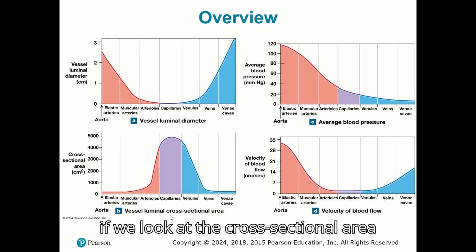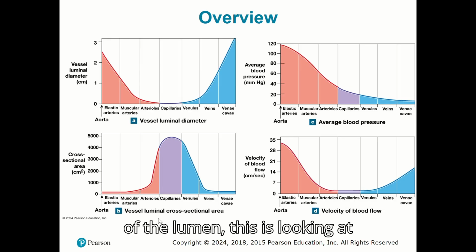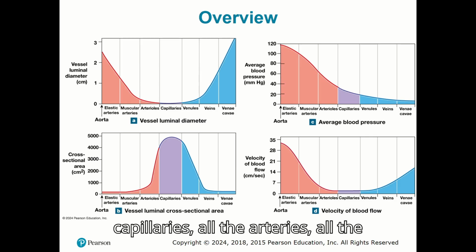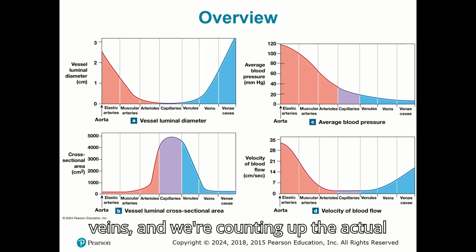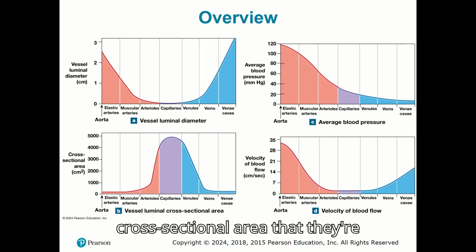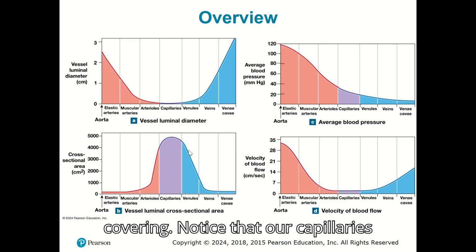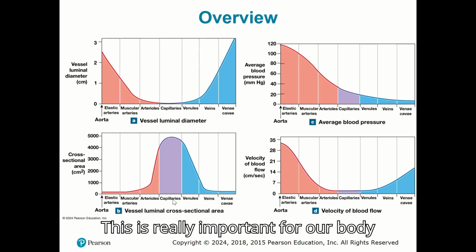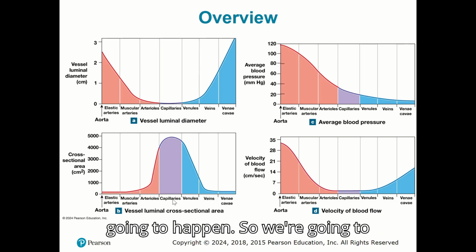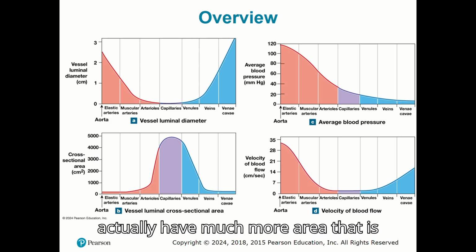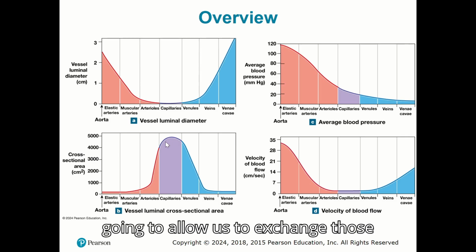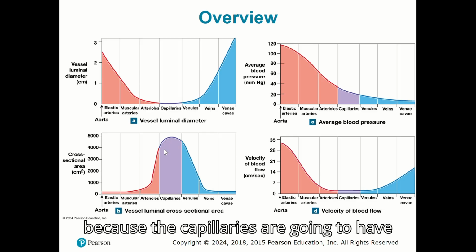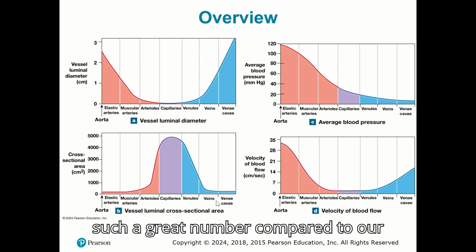But if we look at the cross-sectional area of the lumen, this is looking across the board, taking all the capillaries, all the arteries, all the veins, and counting up the actual cross-sectional area that they're covering. Notice that our capillaries have the highest cross-sectional area. This is really important for our body because this is where exchange happens. We have much more area that allows us to exchange different substances within the blood because the capillaries are such a great number compared to our arteries and our veins.